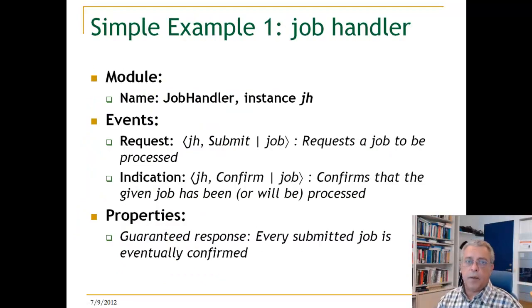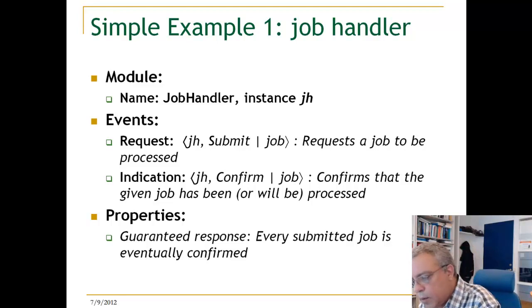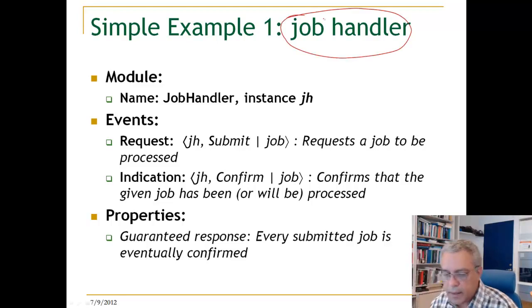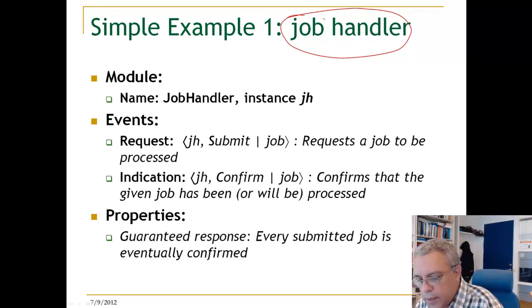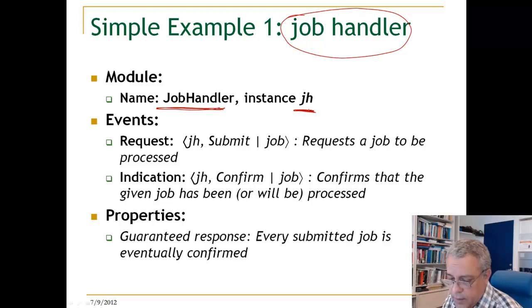Here is an example of a service. It's a very simple one. We call it a job handler. It's not distributed, it just consists of one component, one module. This is the way we're going to specify things now. We give it a name, we say it's a job handler component. And when we create an instance of this module, we're going to refer to it by JH here.